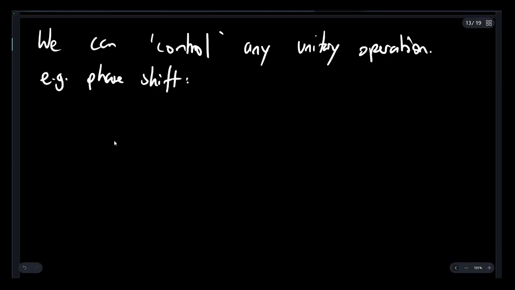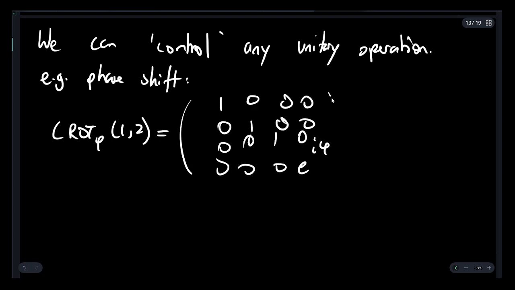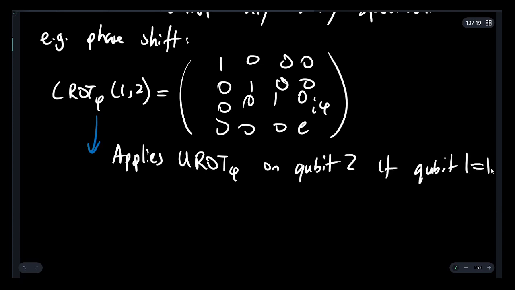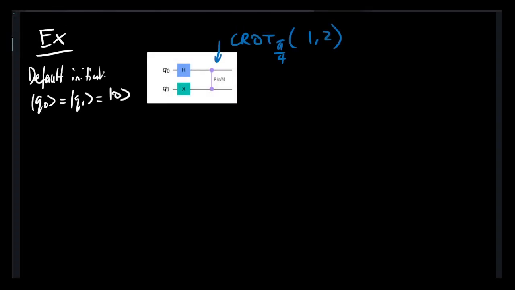For us, the really important gate is the controlled phase gate. This has a form that looks something like this, where we apply a unitary phase shift by phi on qubit 2, if and only if the qubit 1 is equal to 1. Now let's analyze an example circuit to really try to get the hang of things.